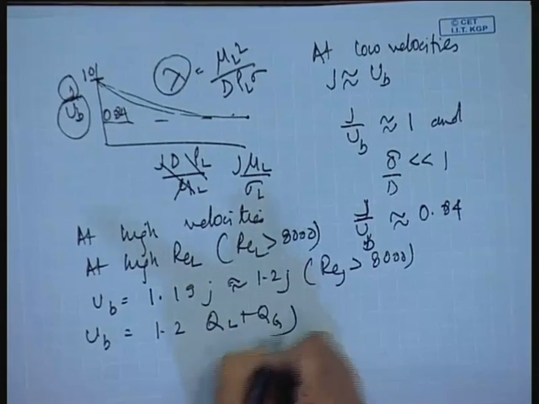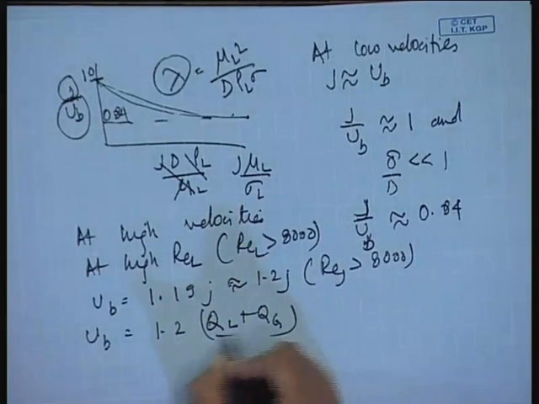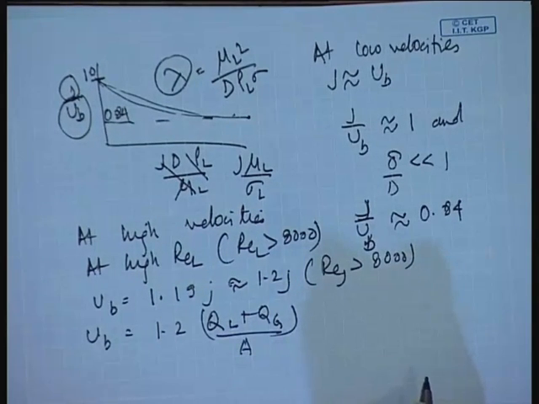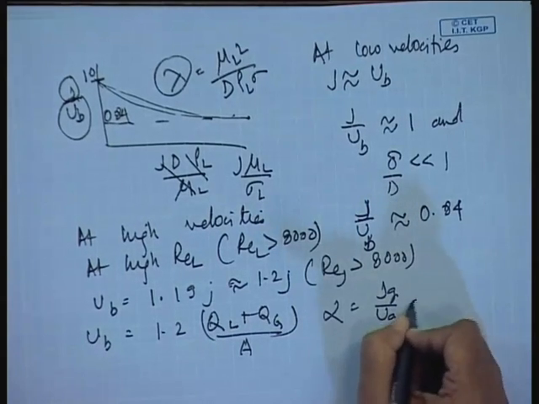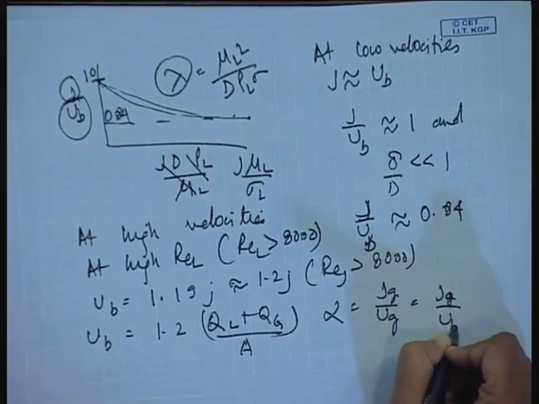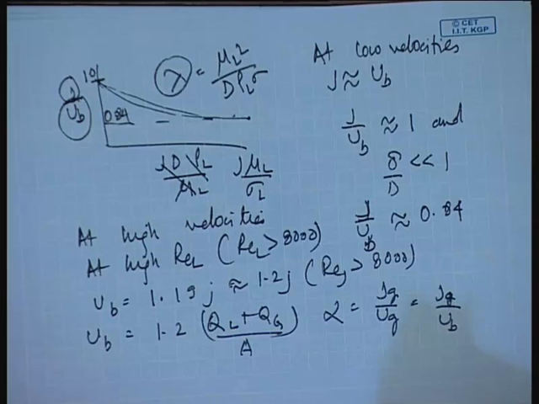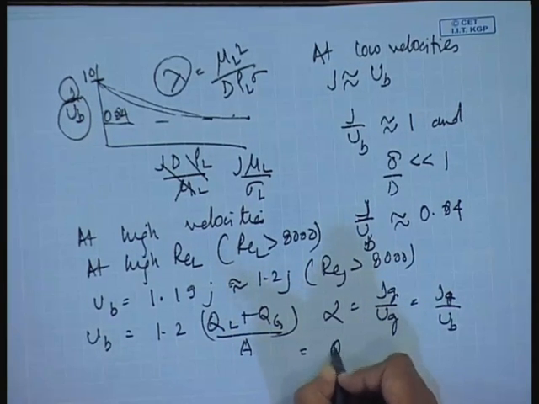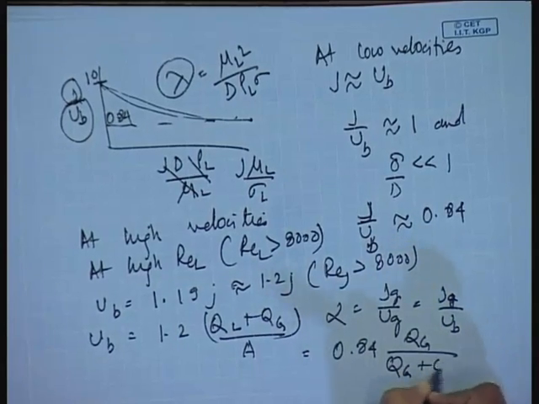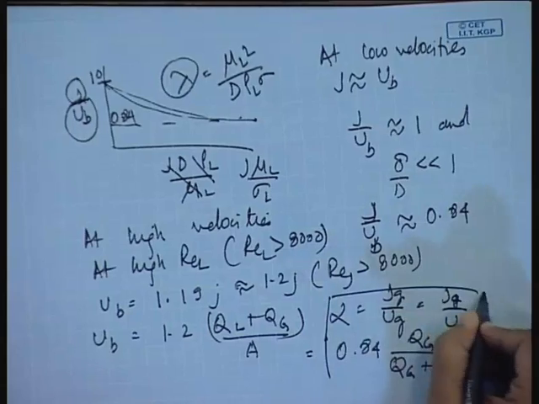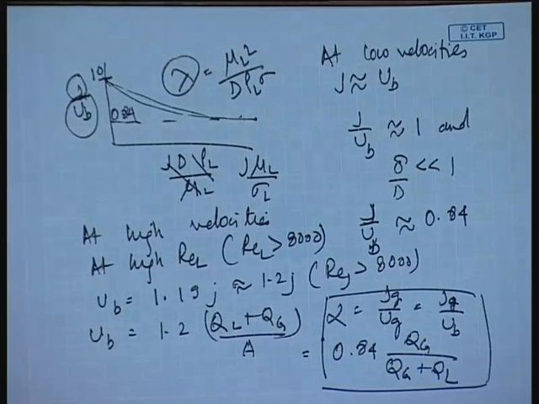J is QL plus QG by A, isn't it? What is alpha? It is JG by UG, or this is equal to JG by UB, correct. So therefore, what is this equal to? This will naturally be equal to 0.84 Qg by Qg plus Ql. Do you agree with me, yes or no? This horizontal slug flow part, is it clear to you?